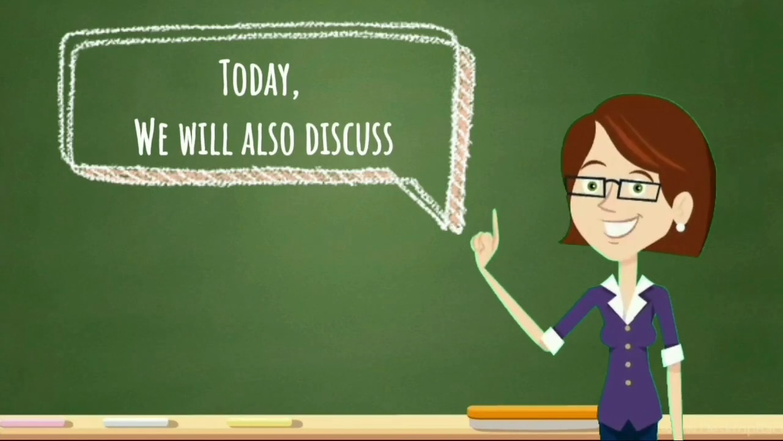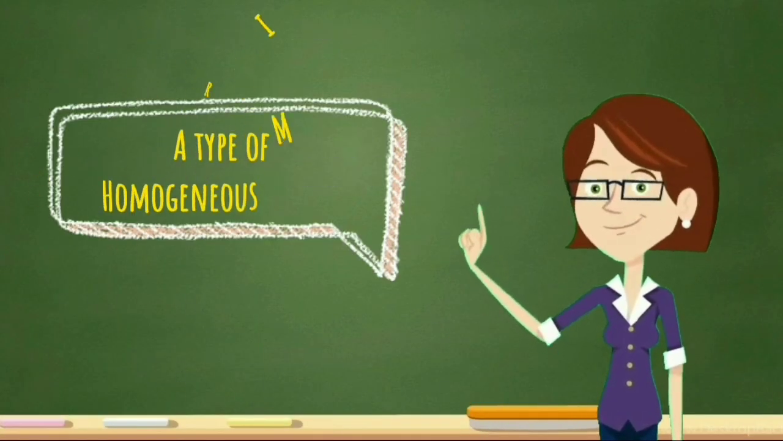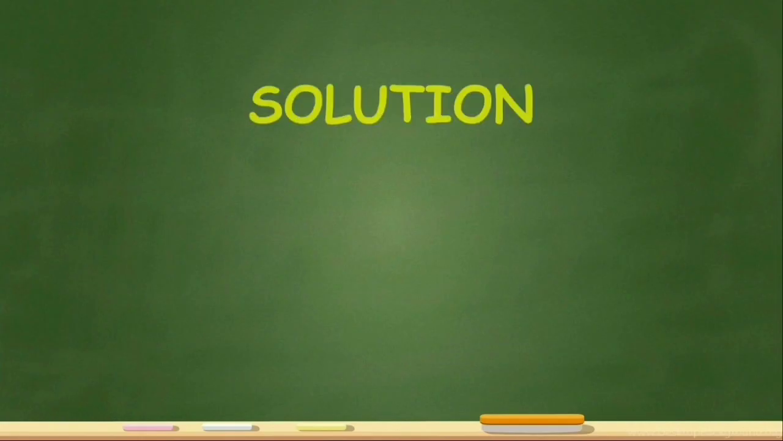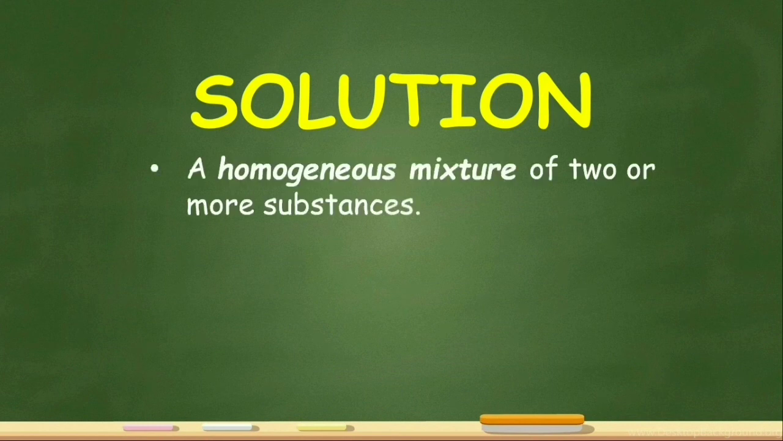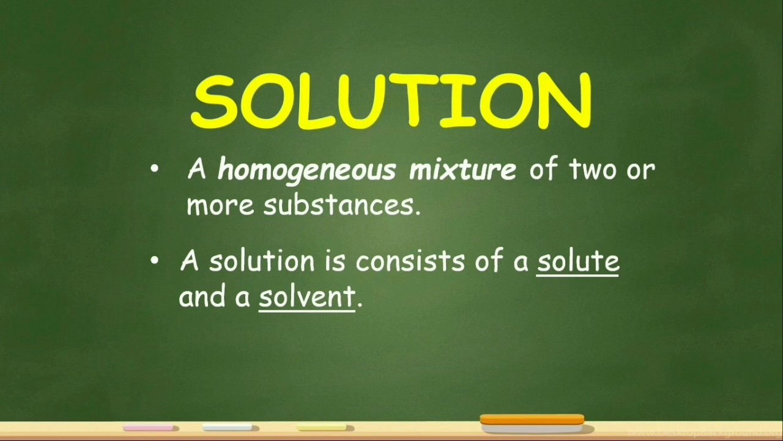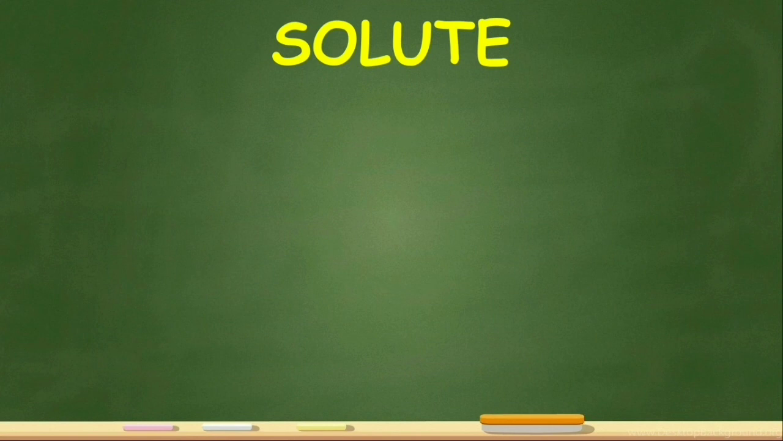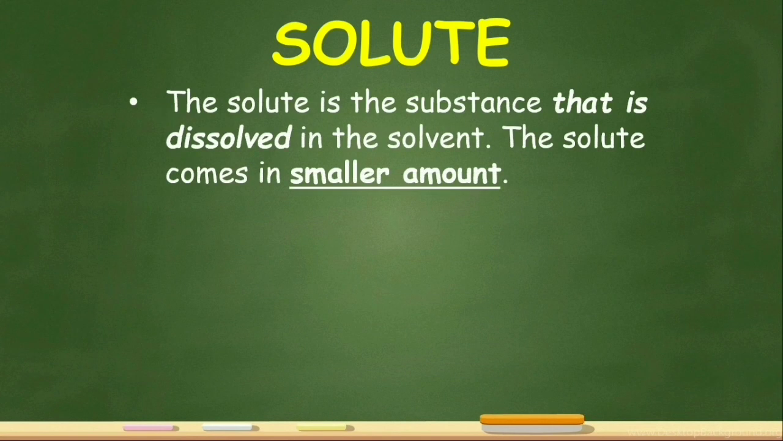And today, we will also discuss a type of homogeneous mixture. The solution. Let's define solution. Solution is a homogeneous mixture of two or more substances. A solution consists of a solute and a solvent. Let's discuss them one by one. Solute. The definition of solute is: it is the substance that is dissolved in the solvent. The solute comes in smaller amount.